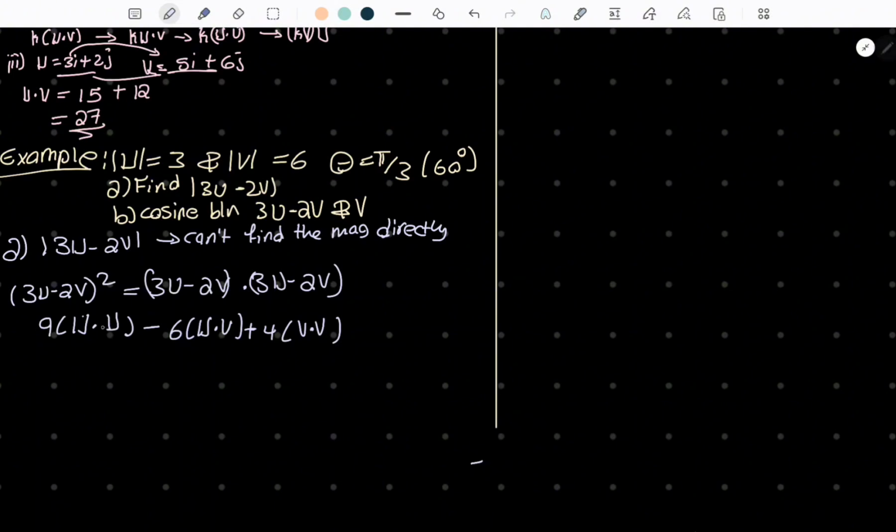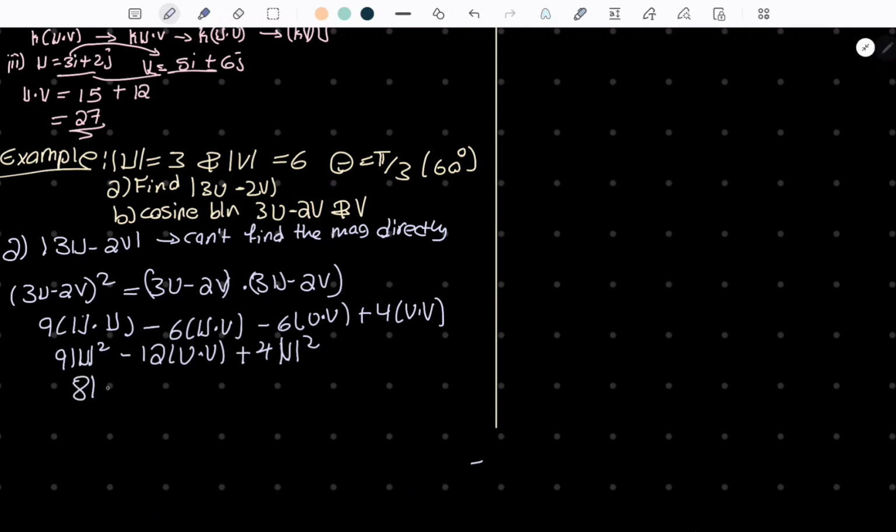Well, obviously, we know that u times u is u squared, so it's gonna be, then here we need to add these two, so minus 6 is gonna be minus 12 u dot v plus 4 times v squared, or the magnitude of v squared, just like this. So obviously we already have the magnitude of u, which is 3, so 3 squared is going to be 9. 9 times 9 is 81.